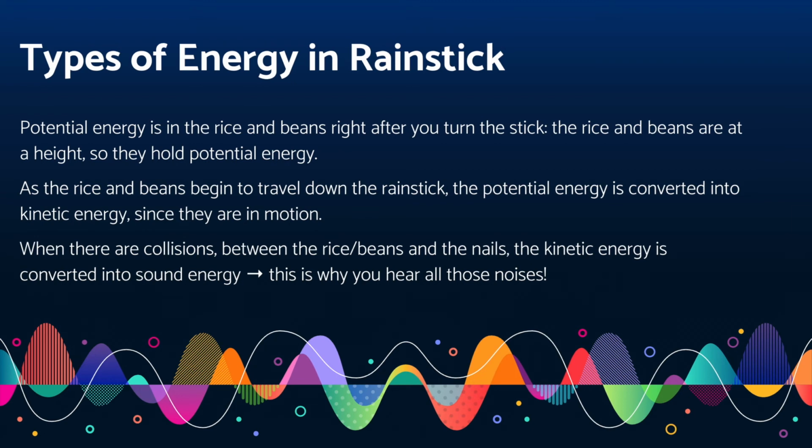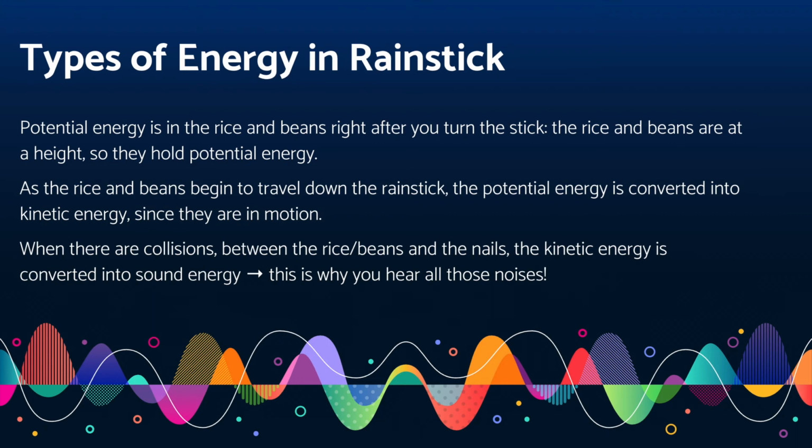And then the second form of energy that occurs is kinetic energy. Kinetic energy occurs when you have an object that is in motion. So when the rice and beans begin to fall and they're traveling down the rain stick, they have a lot of kinetic energy. So the potential energy that first occurred when they're at this height is converted into kinetic energy when they travel. And the last energy is sound energy, which is energy that creates sound. So when there are collisions between either the rice and the beans or the nails, the kinetic energy is converted into sound energy. And that's why you're able to hear all those cool noises.